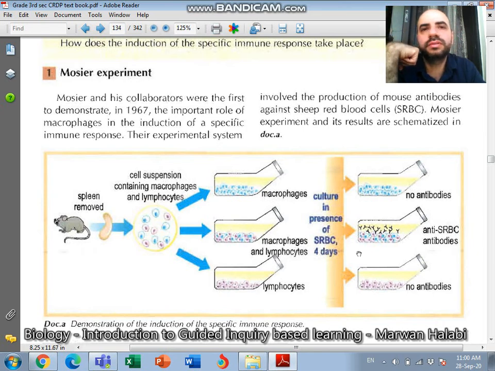So what can we draw out? As a conclusion, we can draw out that antibody production necessitates the presence of macrophages and lymphocytes. So we concluded that the cooperation of macrophages and lymphocytes is necessary to produce antibodies. So with this experiment, procedure then results, we could learn how to describe an experiment, to analyze an experiment, and to draw out suitable information.